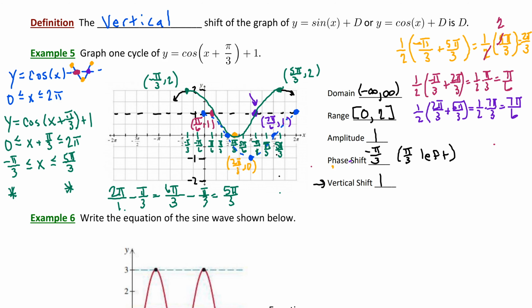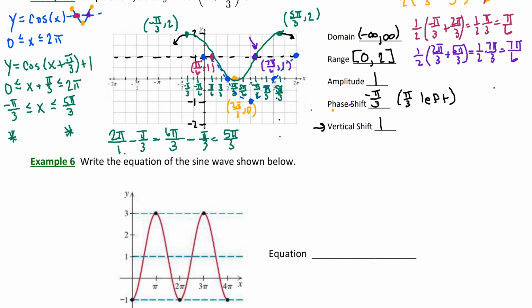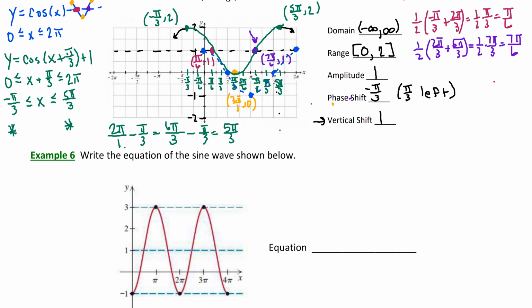Let's finish with one more example. Working backwards here, we're going to start with a graph and see if we can identify the equation of the graph. In example 6, it says, write the equation of the sine wave shown below. Notice the instructions indicate that this is a sine wave. Since we are going to write this in terms of sine, we need to identify one fundamental cycle of the sine wave. Remember, sine looks like a roller coaster shape.